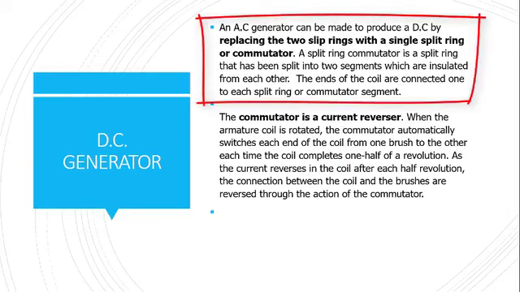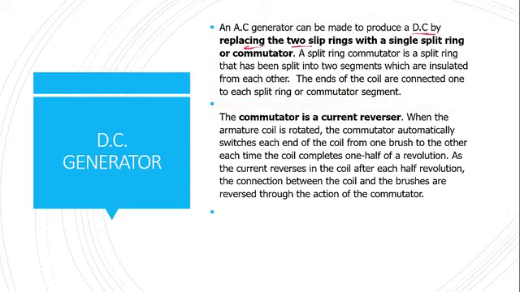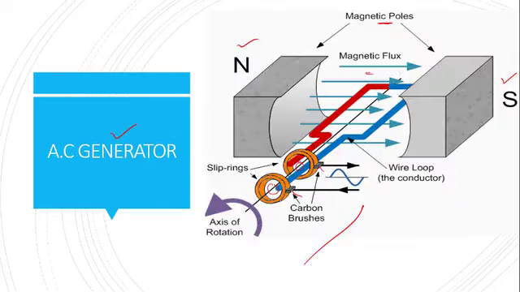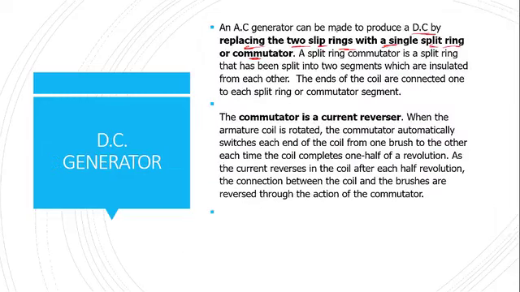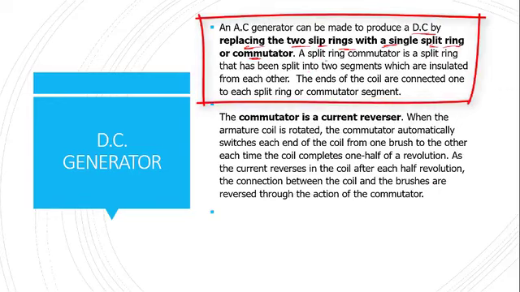Now, an AC generator can be made to produce a DC by replacing the 2 slip rings with a single split ring or commutator, as we've explained in previous lessons. And that's what you can see here. There are 2 split rings here, 1 and 2, but we just have to replace them with a single split ring that has been divided into 2 segments, insulated from each other. That way, this AC generator can be made to produce DC.